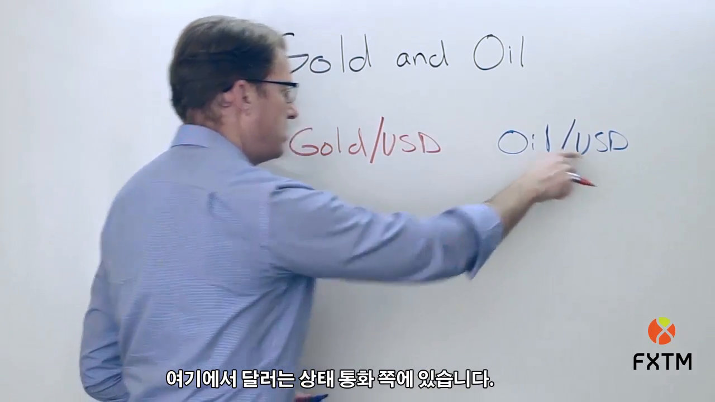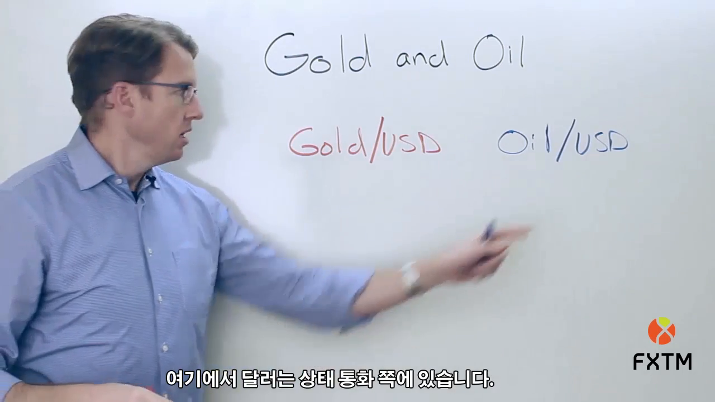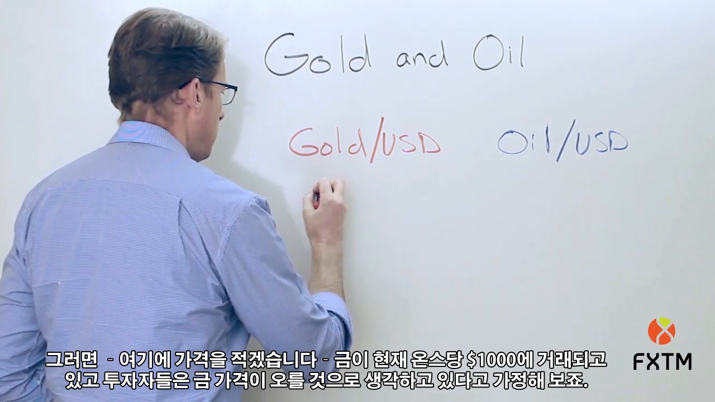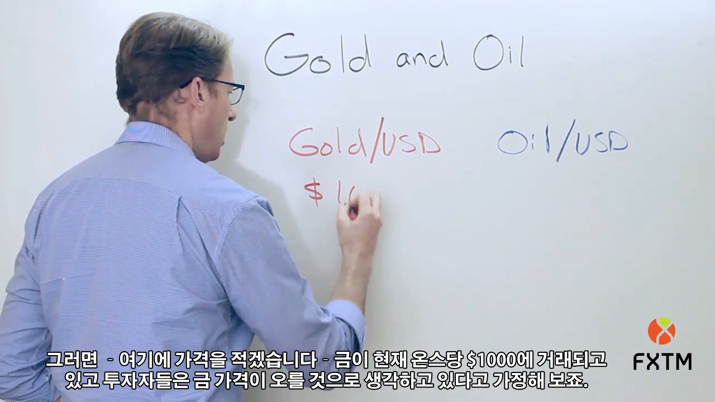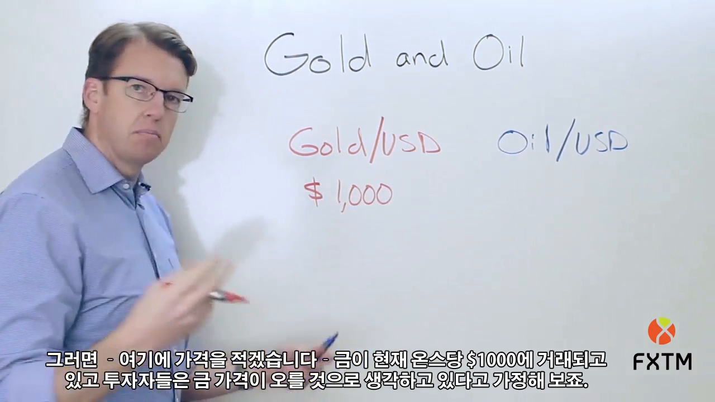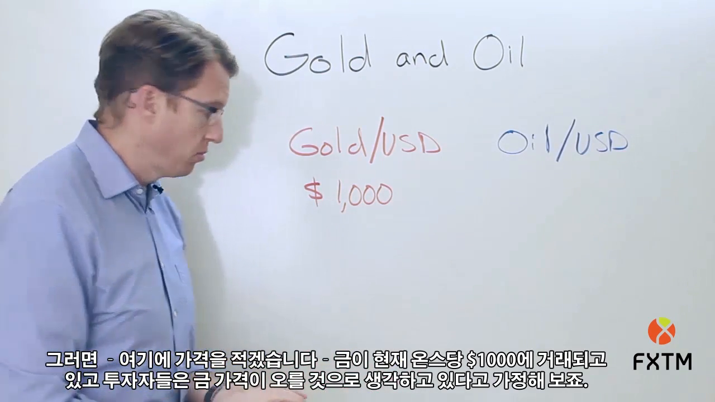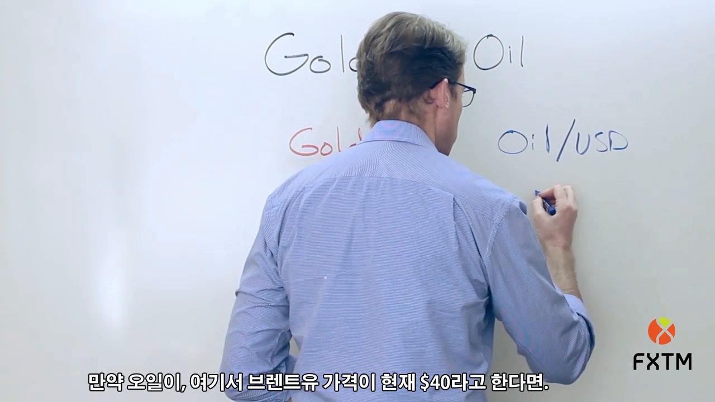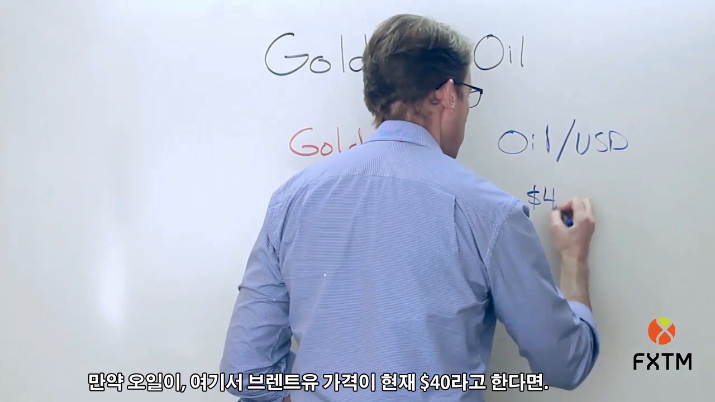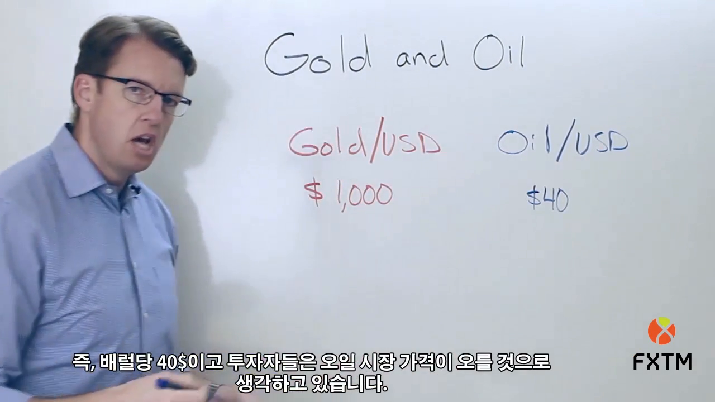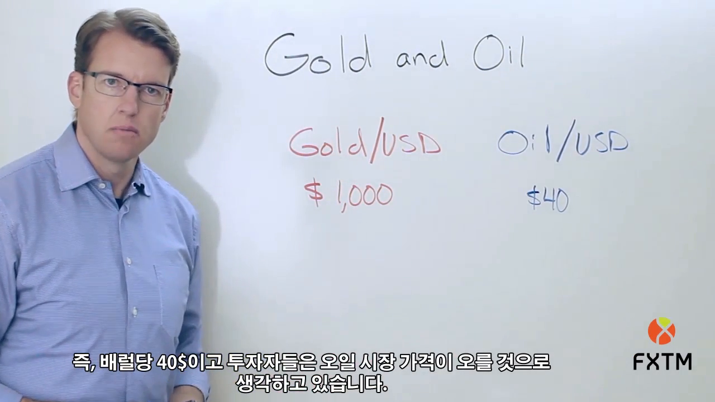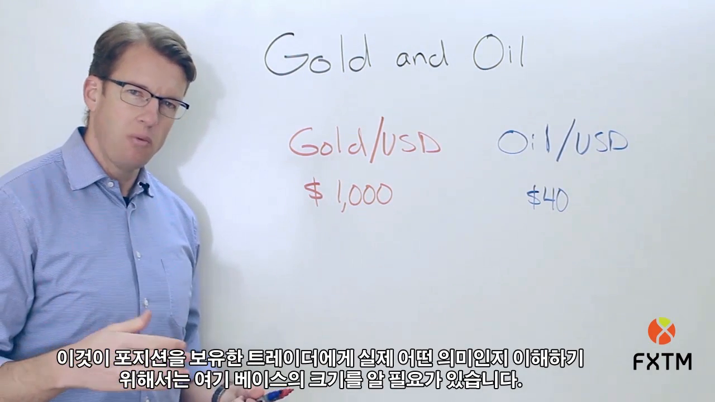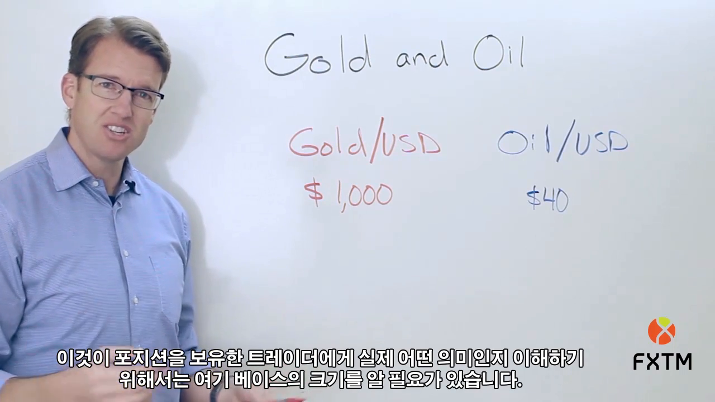So here I have the dollar, of course, over on the quote side of this pair. Now let's imagine that gold is currently trading for $1,000 an ounce, and perhaps an investor thinks that gold is actually going to improve in value. And what if oil, and here we'll say Brent crude, is currently priced at $40 even per barrel, and an investor thinks that prices in the oil market are actually going to go down.